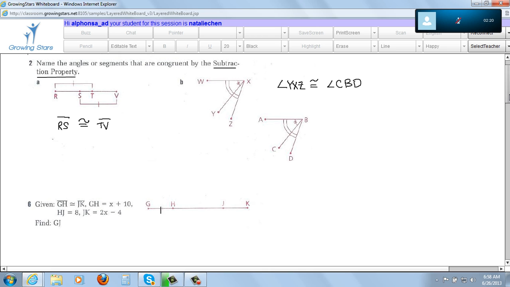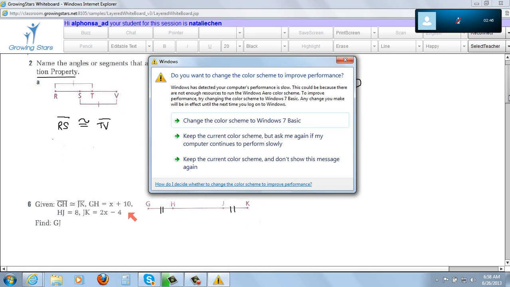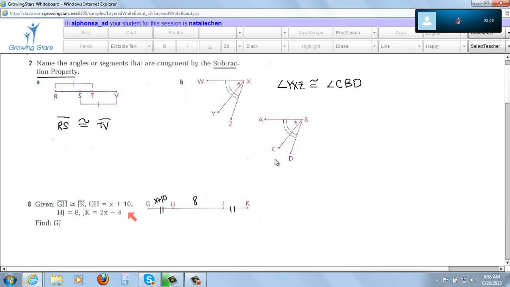JH congruent to JK. Okay. Do you understand the question? Yes. Okay. Proceed. Good.